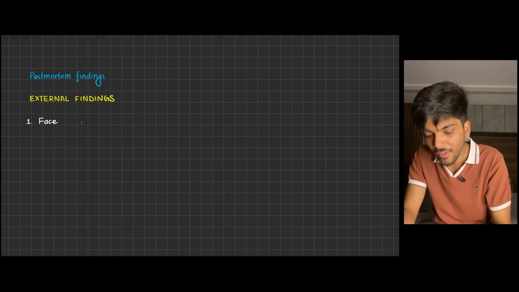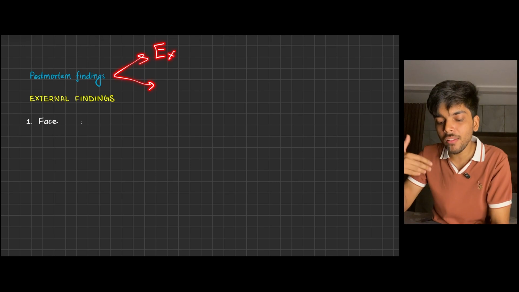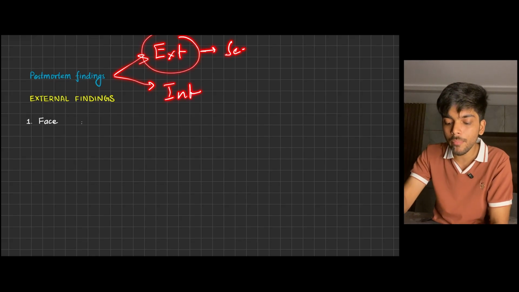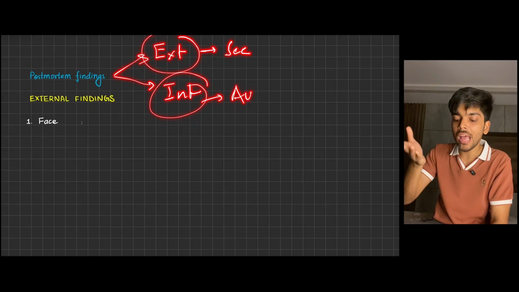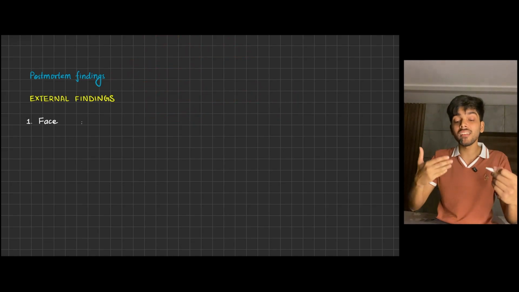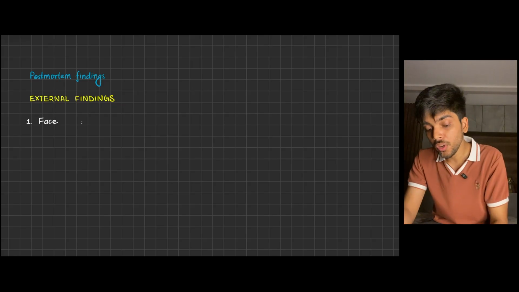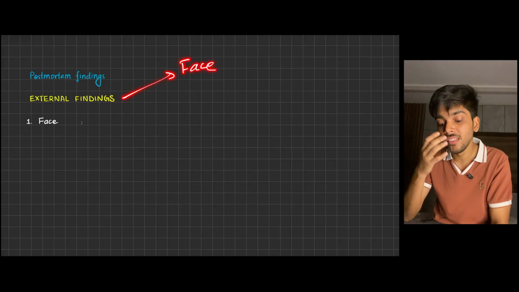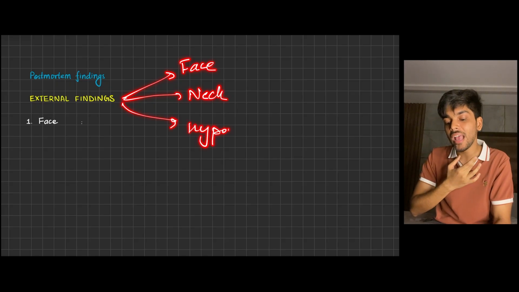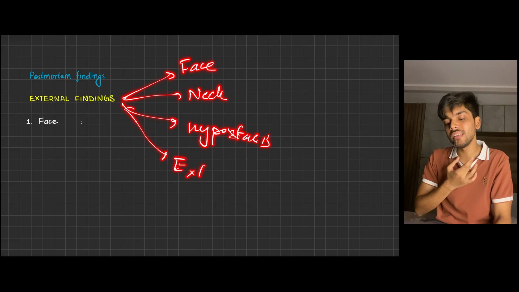Okay, next, post-mortem findings, which is even more important for you to know. Post-mortem findings are divided into two: the external findings and the internal findings. The external findings, you can just see them. Internal findings, you need to carry out autopsy, that is, you need to cut open the body. In external findings of hanging, you need to first look at the face, then look at the neck, then look for hypostasis, and then look for external signs of asphyxia.